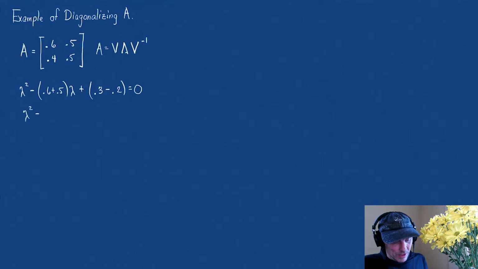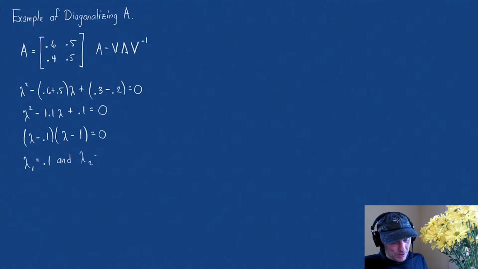Let's clean this up. Lambda squared minus 1.1 lambda plus 0.1 equals 0. And it looks like that'll factor to (lambda minus 0.1)(lambda minus 1) equals 0. So we can say lambda 1 is 0.1 and lambda 2 is 1. All right, so now let's find the associated eigenvectors.